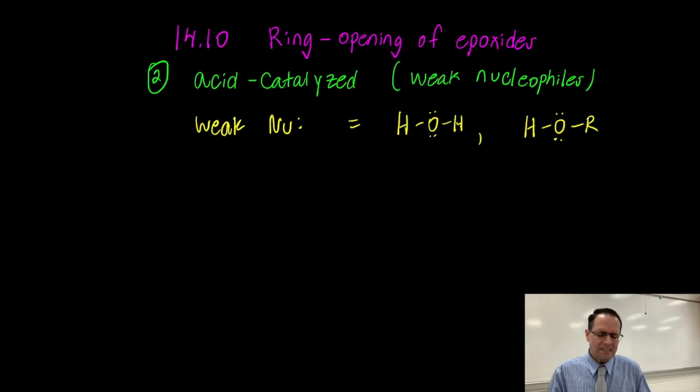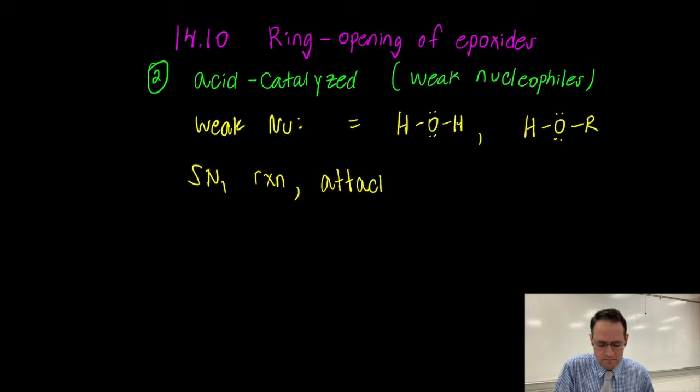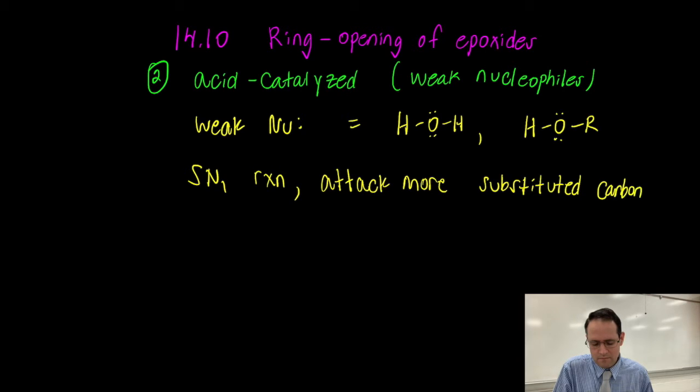All right, and as we'll see here, the nucleophile is going to attack the more substituted carbon in an SN1 type transition state or an SN1 type reaction. I should probably say SN2-like because in this reaction, we are also going to get inversion of stereochemistry, okay? Inversion.